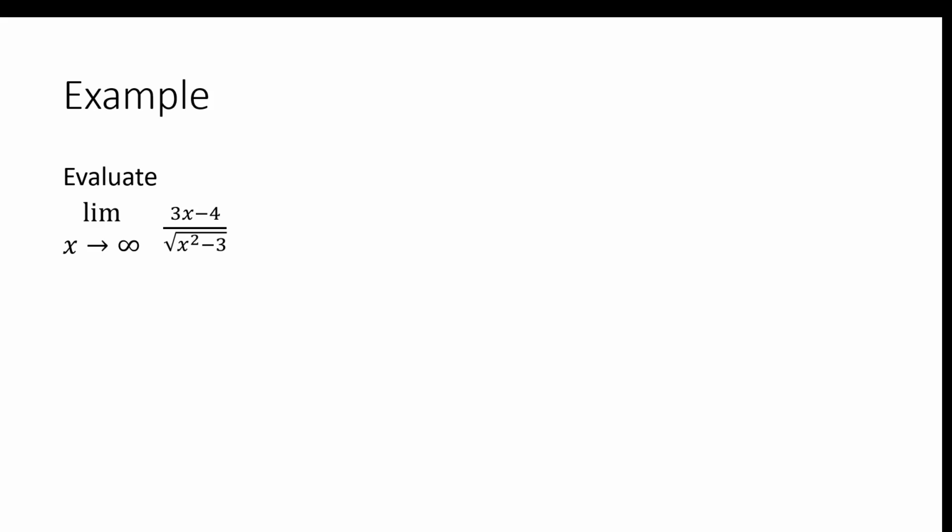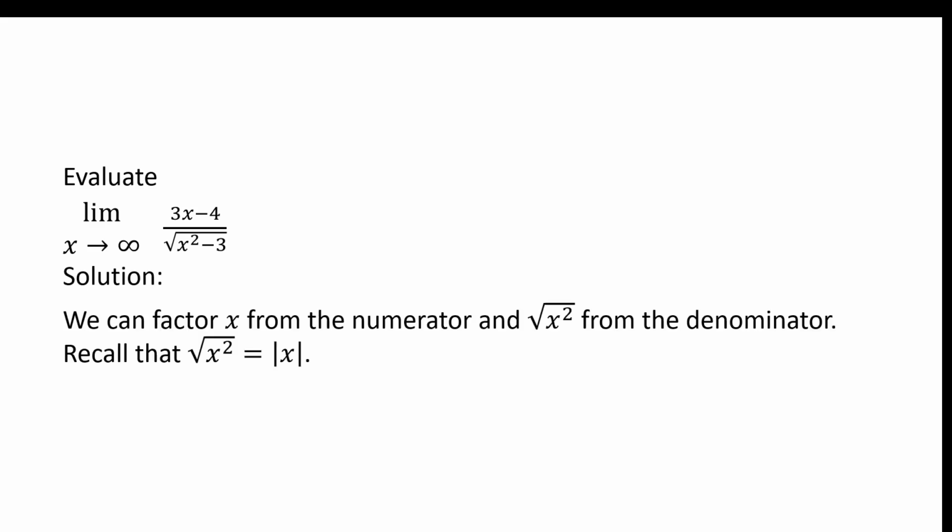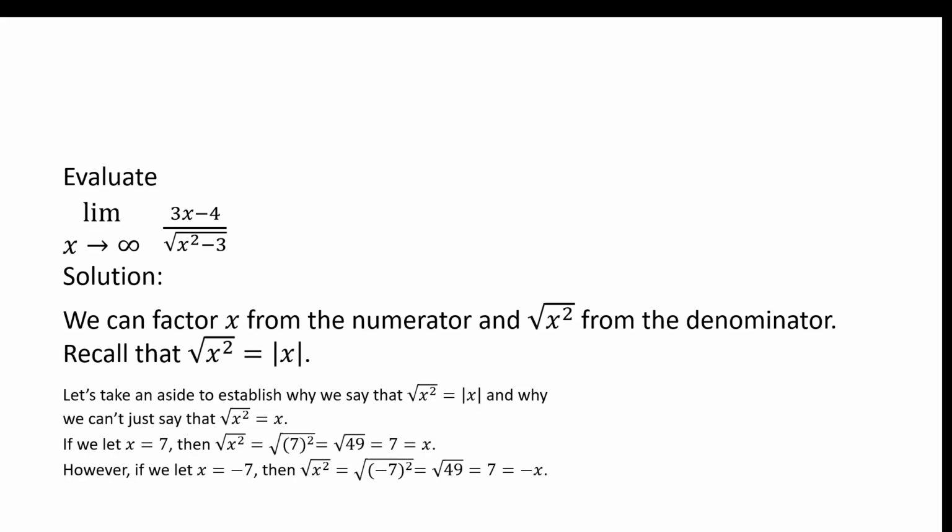And this example here is pretty interesting. The limit as x goes to infinity of 3x minus 4 over the square root of x squared minus 3. Well, let's factor x from the numerator and root x squared from the denominator, okay? And let's just establish really quick why we say that the square root of x squared is the absolute value of x and not just x.